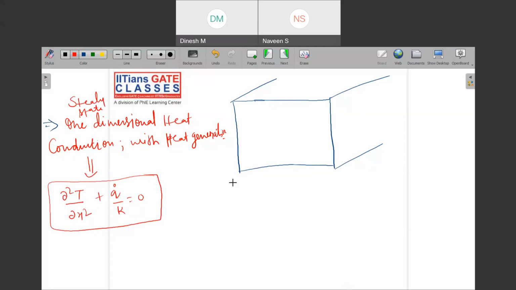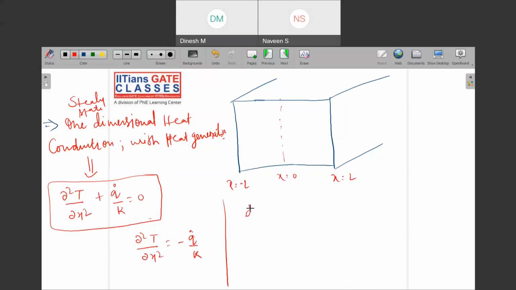Then if I say that this is x is equal to minus L and this is x is equal to plus L, and this is x is equal to 0, then in order to find out the temperature distribution, you will integrate it twice, right? So del square T upon del x square is minus of Q dot upon K. If this is the case of one direction only, then I can write it as full differentials also.